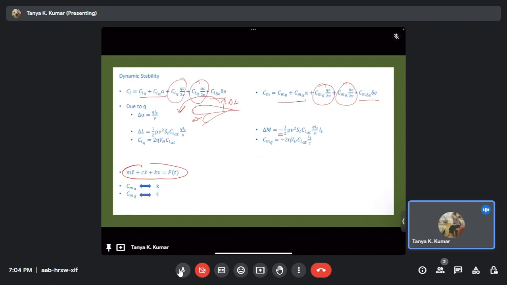You remember that the difference between static and dynamic stability was what? Static stability was the tendency to come back to equilibrium upon perturbing. What was dynamic stability? When the aspect of time comes, it will tell you whether or not it actually comes back to equilibrium.